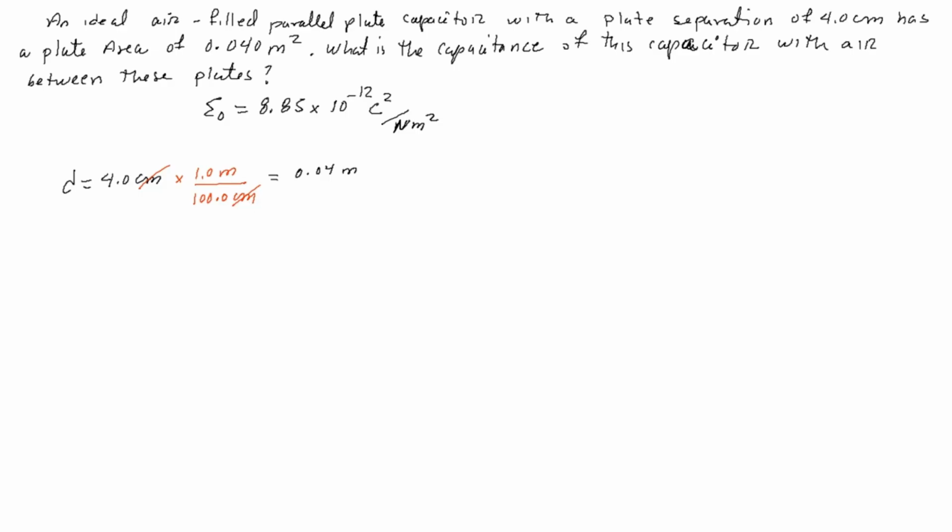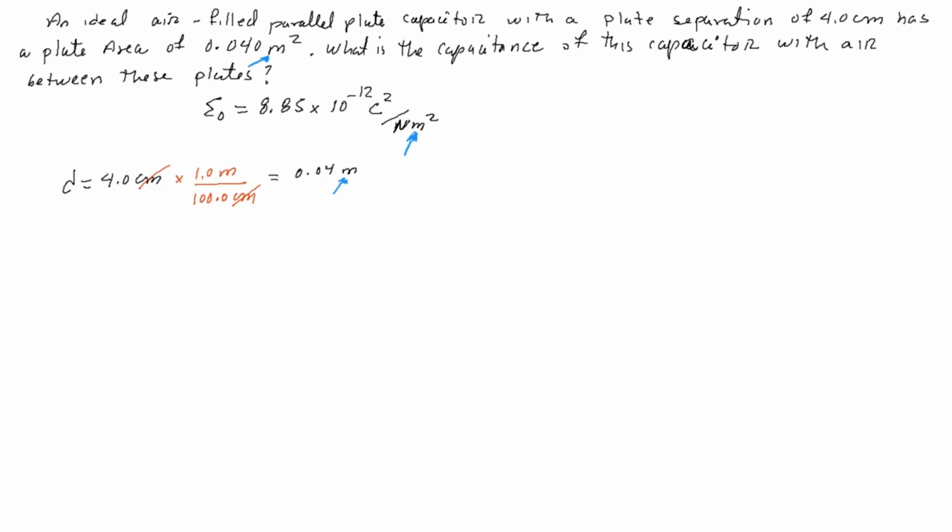So you have to convert. Why do you have to convert the distance given in centimeters into meters? Because look at the unit of the permittivity of free space. This constant has its units in meters. So you need meters here, and you need meters in the area. If they don't give you meters squared, you have to convert that area to meters squared, because you need meters everywhere to calculate that capacitance.